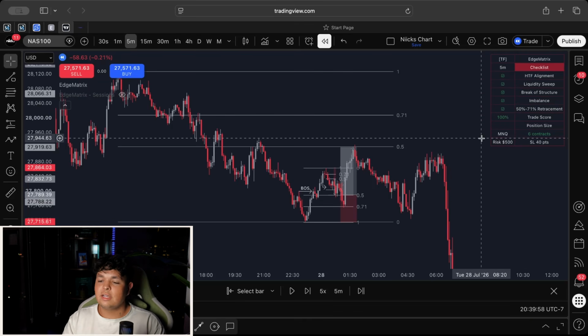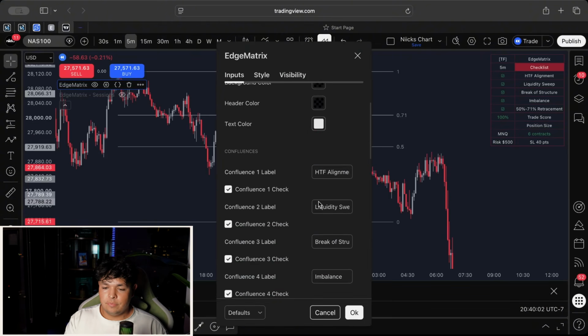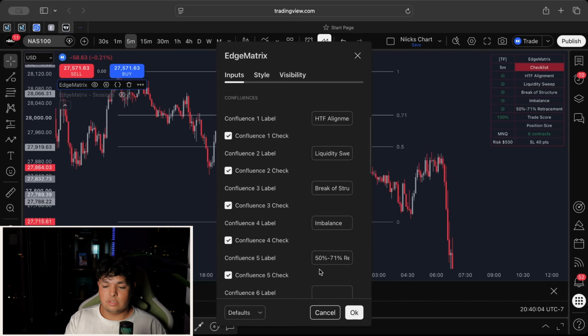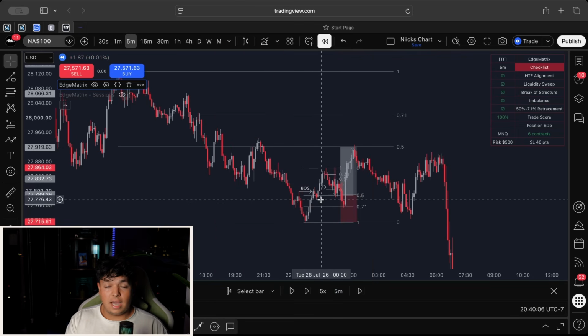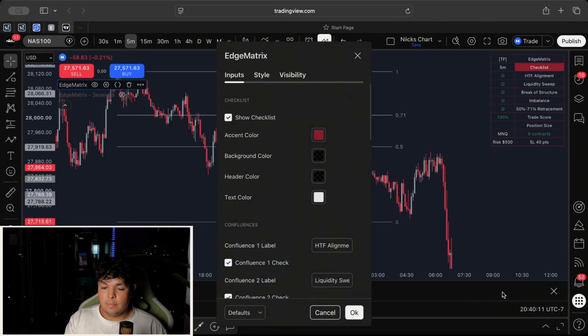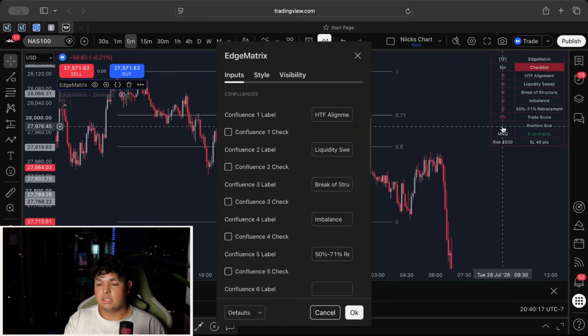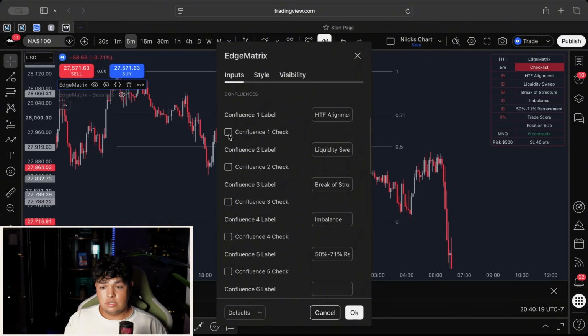Again, you guys don't necessarily have to follow my system, but with Edge Matrix, it's a fully customizable checklist. So these are all my confluences I look for. On every single trade I took on live stream, I made sure they fit every confluence. As you can see, if we check all these off, it goes down to 0% trade score. But every single trade that I took has higher time frame alignment. It had a liquidity sweep. We had a break of structure. We had imbalance, and we hit the 50%.